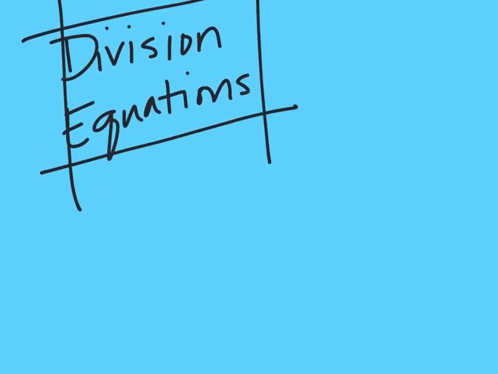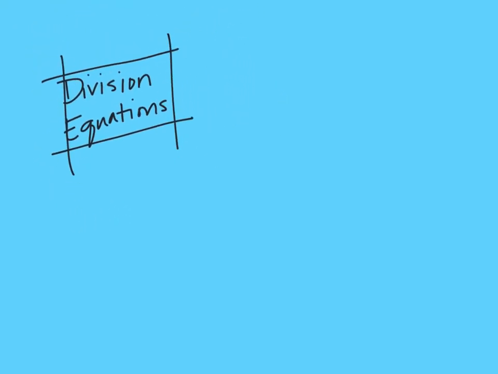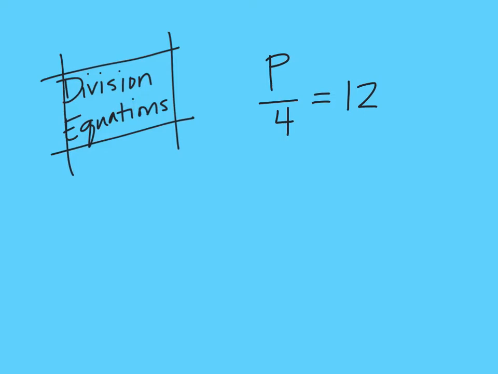Hi class, so we are going to be working on division equations. It is the last lesson of this unit. As you have noticed, we've been using inverse relationships. So our first problem is p divided by 4 equals 12.